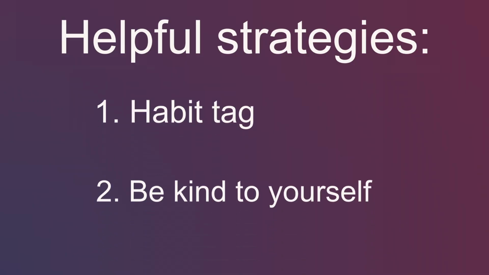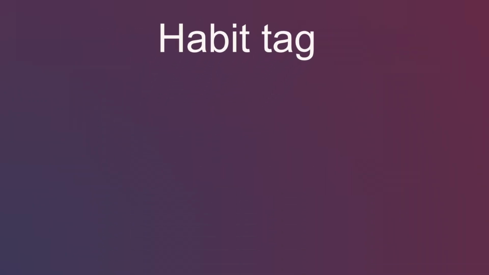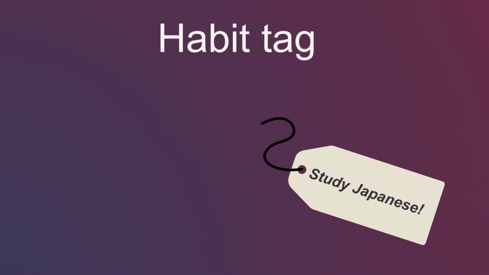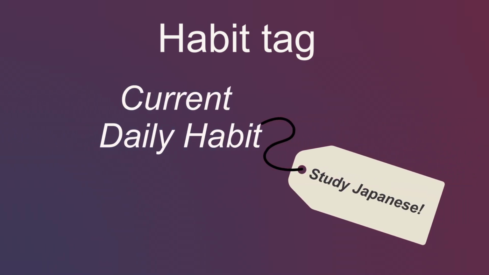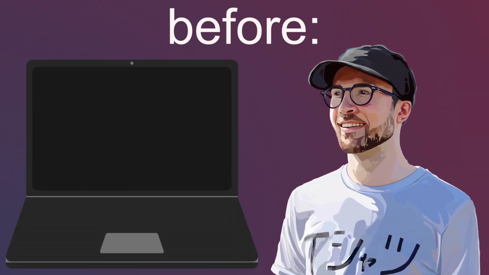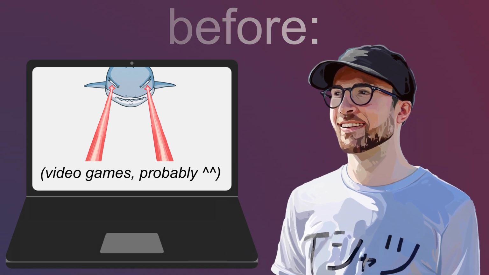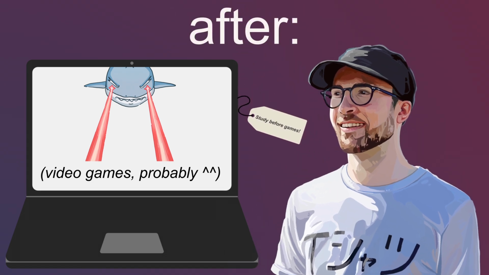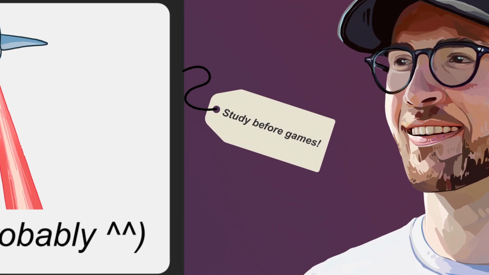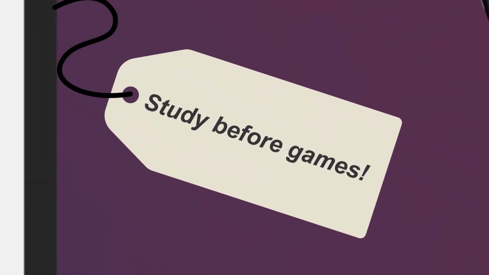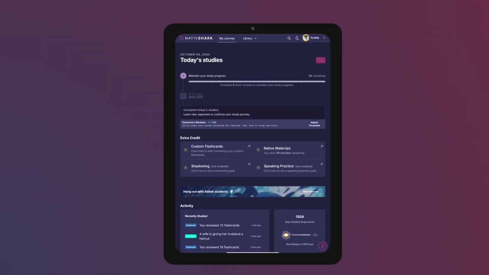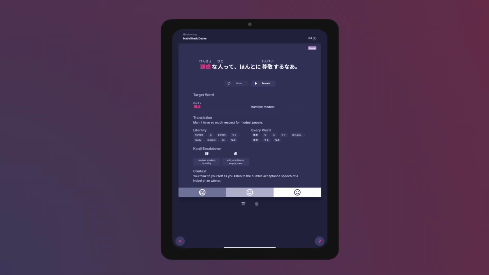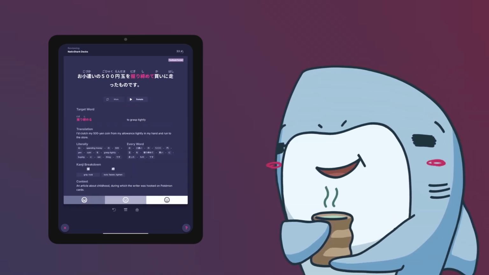But the two things that helped me the most were habit tagging and being kind to myself. So habit tagging. Habit tagging is when you attach a habit that you want to form onto a habit that you already have. So when I was just starting to learn Japanese, something I did every day was press the power button on my computer. So I tagged studying Japanese onto pressing the power button. So every time I press the power button on my computer, I studied Japanese for an hour. No exceptions. Eventually, I got a tablet to study with, so I tagged my studies onto my morning tea and waking up. But there are so many ways to do this.